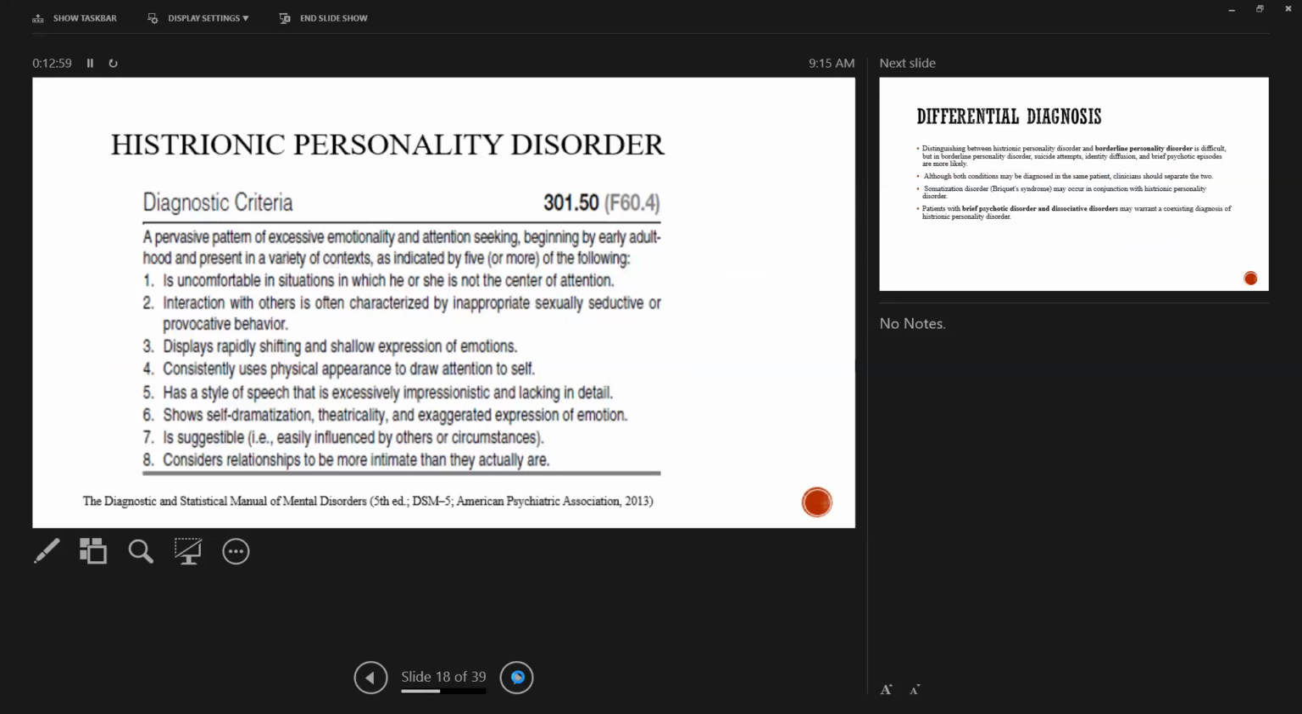Now, this patient, he or she will be uncomfortable in those situations where he or she is not the center of attention. Interaction with others will be often characterized by inappropriately sexually seductive or provocative behavior. There will be rapidly shifting and shallow expression of emotions. Consistently, he or she will use physical appearance to draw attention to self. There will be a style of speech which will be excessively impressionistic, lacking in detail. Self-dramatization and exaggerated expression of emotion will be present. He or she will be suggestible and will consider relationships to be more intimate than they actually are.